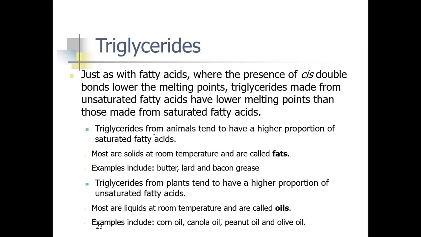The triglycerides from mammals, because animals tend to have saturated fatty acids, are usually fats, whereas for plants, they are mostly unsaturated fatty acids. The triglycerides in plants are usually unsaturated. That's why they are oils. So if you notice, this one is solid and this one is liquid because it's composed of unsaturated fatty acids.